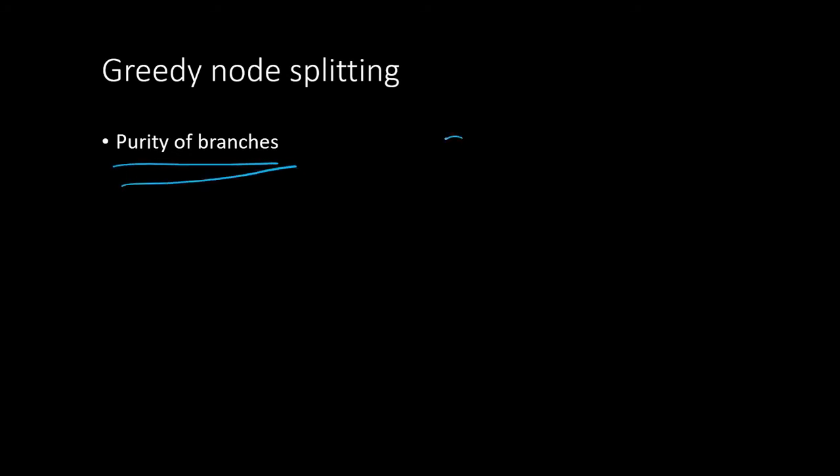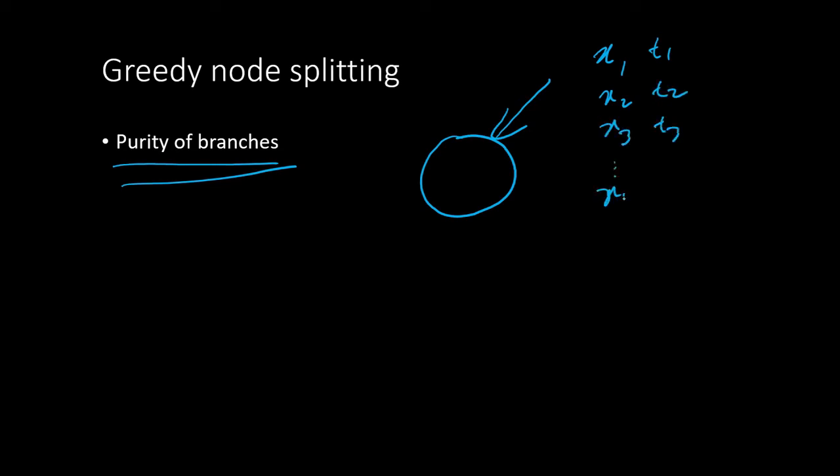So let's say you have the root node. In this root node we get all the training points one by one. The index that I'm using, 1 and 2, is not the dimension, it is the index of the training point. So I get x1 t1, I get x2 t2, I get x3 t3, etc., up to xn tn. All these training points I get.